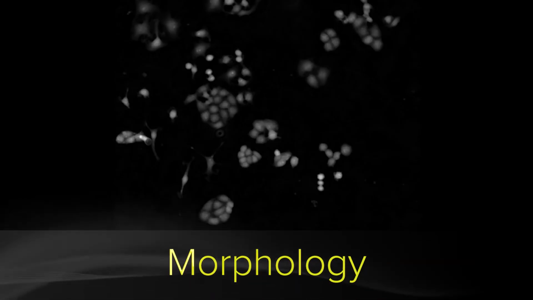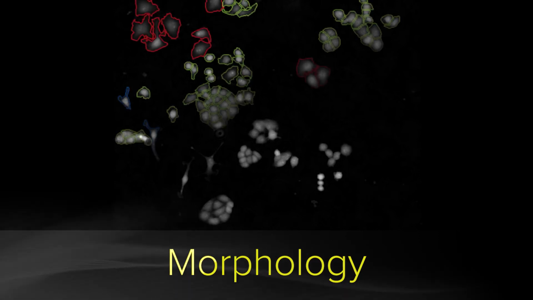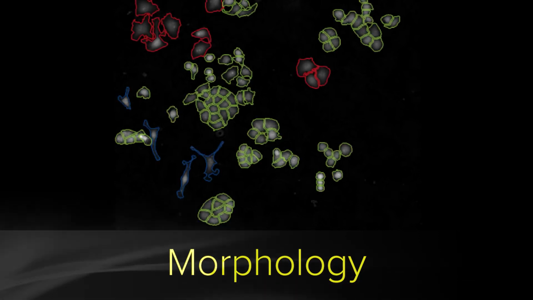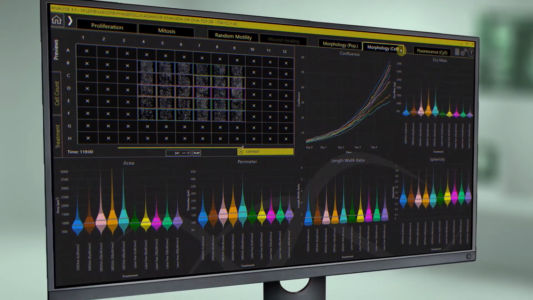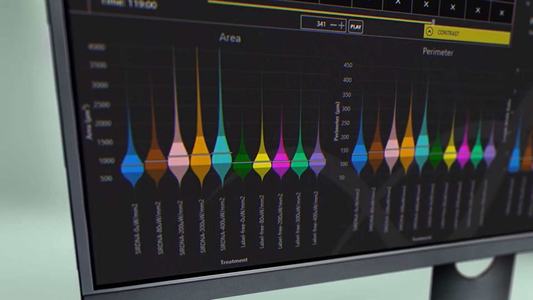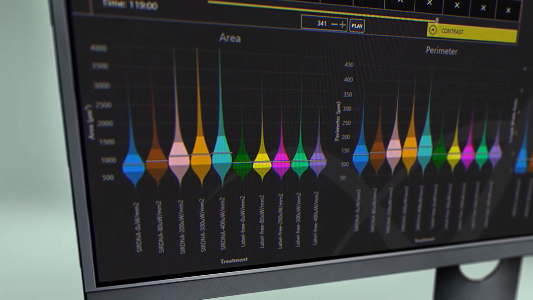Livecyte's Morphology dashboard allows us to measure and compare the texture and the shape of individual cells. This enables us to characterize things like stem cell differentiation and look at heterogeneous populations of cells such as primary cells.